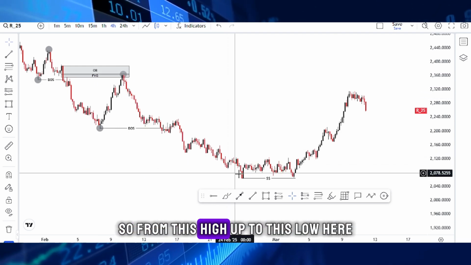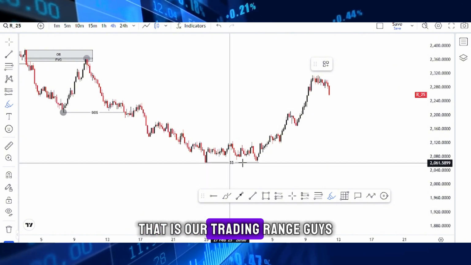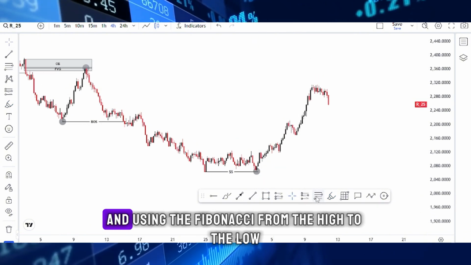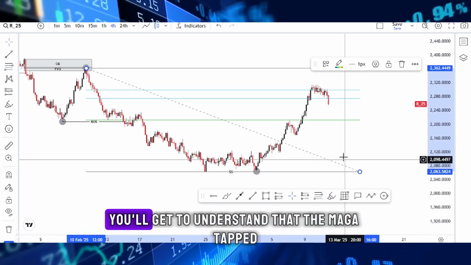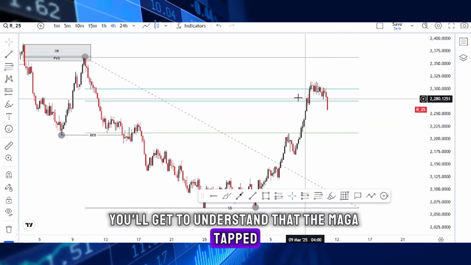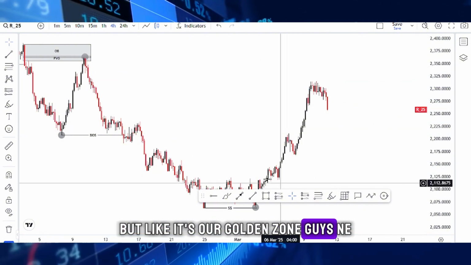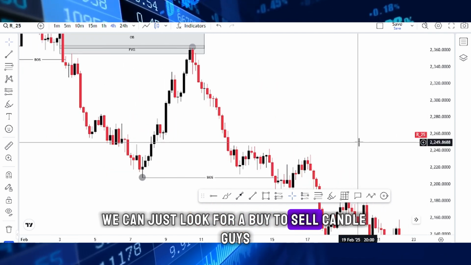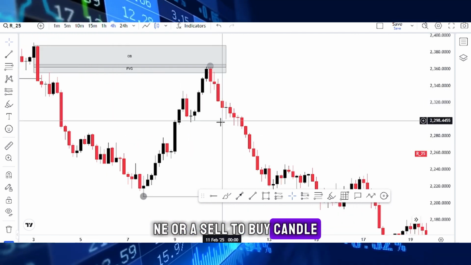So from this high up to this low here, that is our trading range, guys. Using the Fibonacci from the high to the low, just like this, you'll get to understand that the market tapped into a golden zone, even if it's blue, but it's our golden zone, guys. Now around here we can just look for a buy to sell candle, guys, or a sell to buy candle. It's a buy to sell.